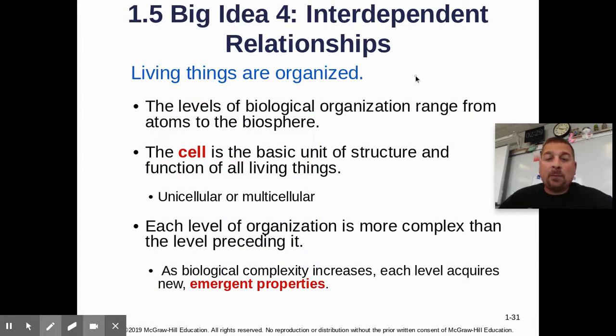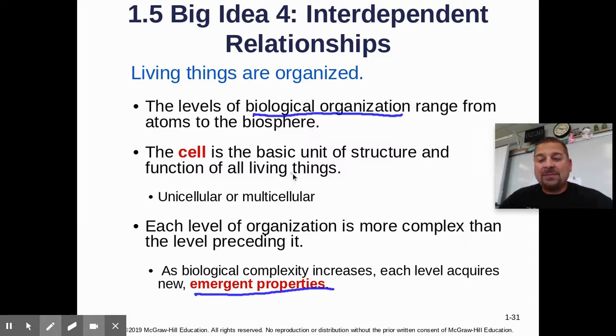Big idea number 4, the last one, talks about interdependent relationships. Before, when we talked about characteristics of living things, this was often listed under the organization of living things, where we go from the smallest to the biggest. We often define these as emergent properties.